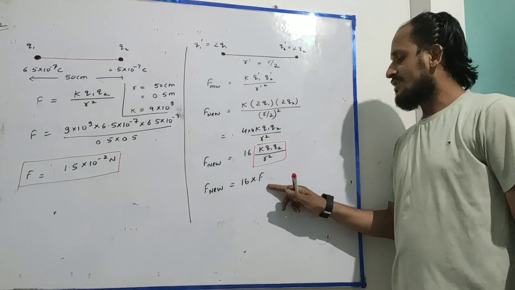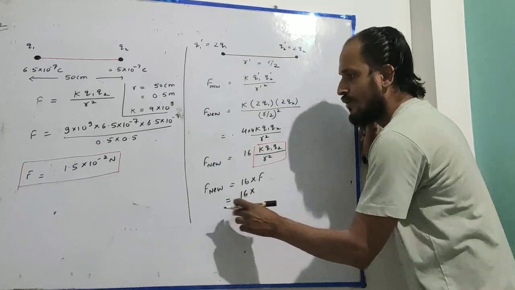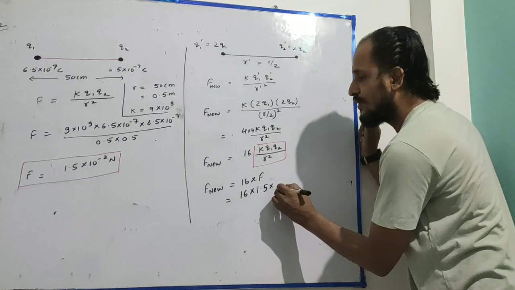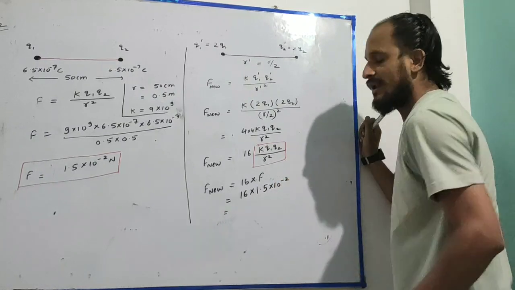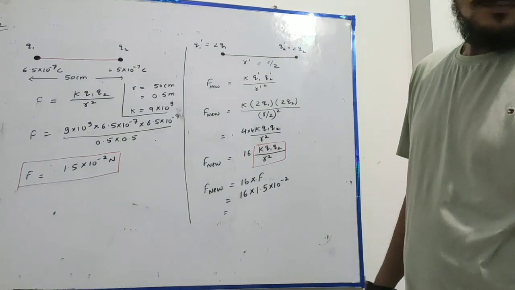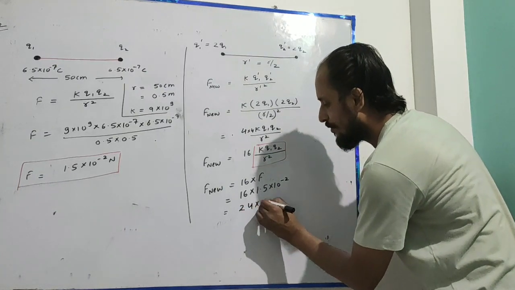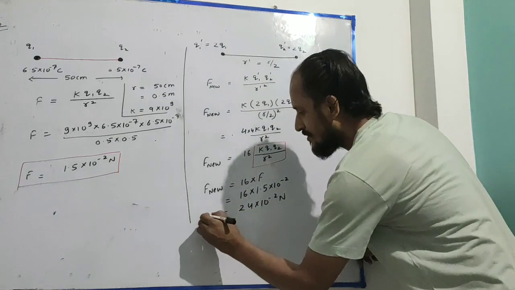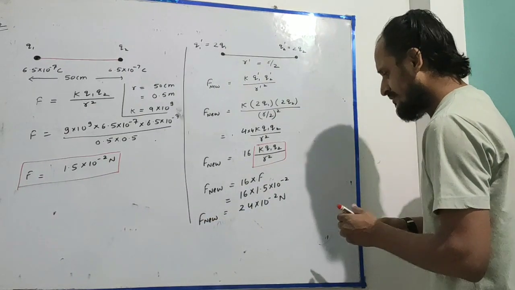So put the value of F: 16 into F is equal to 16 into 1.5 into 10 raised to the power minus 2. If you calculate it, it comes to 24 into 10 raised to the power minus 2 Newton. Clear? So this is the second part of the question.